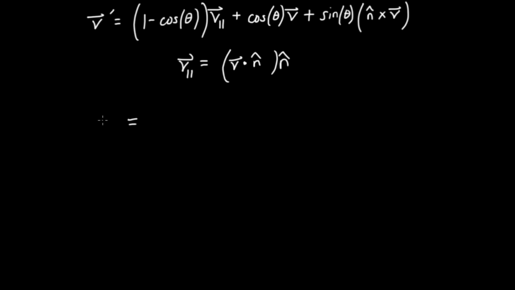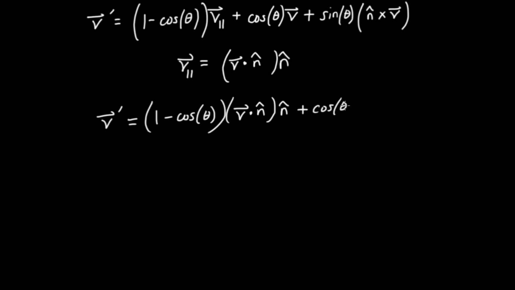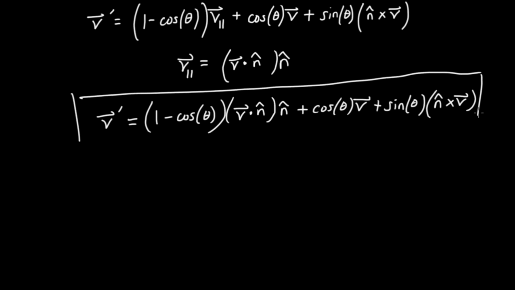So my final equation is going to be v prime is equal to 1 minus cosine theta times v dot n. Remember, v dot n is just a scalar, times n, that's the vector, plus cosine theta times v, and finally plus sine theta times n cross v. And this formula here is the Rodrigues rotation formula.